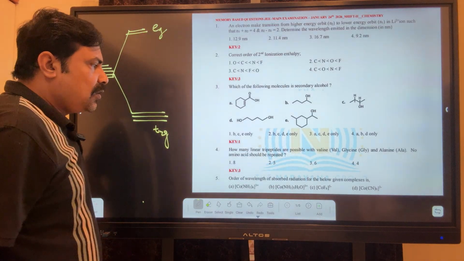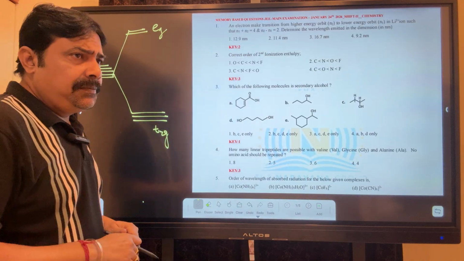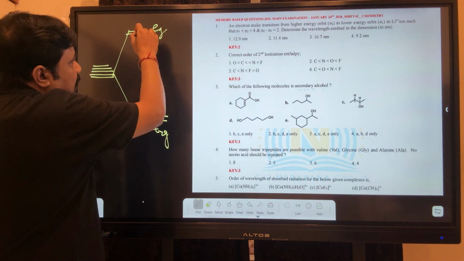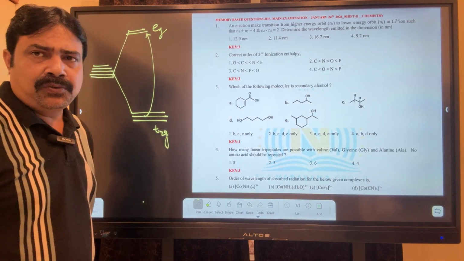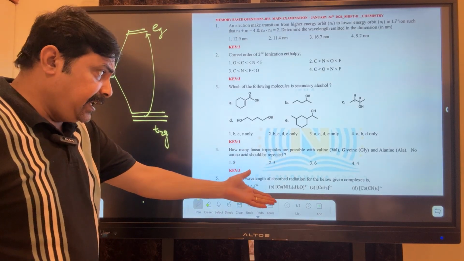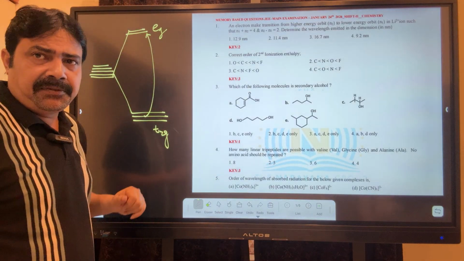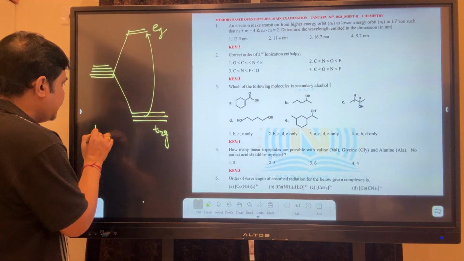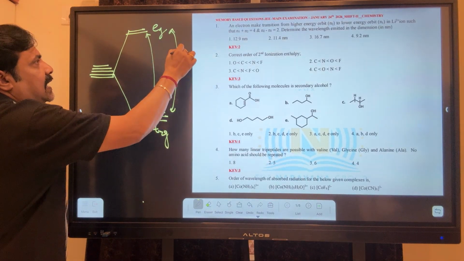Now whenever the ligand is strong field, the splitting will be more, and if the splitting is more, then the transition from here to here requires more energy. That means the wavelength will be less. Now they are asking about the wavelength absorbed for radiation, meaning the electron goes from T2g to Eg. Whenever the ligand is strong, the splitting will be more, and this energy difference is called delta naught.